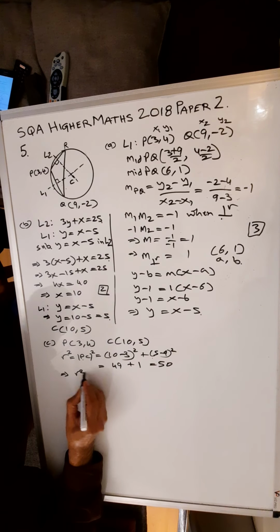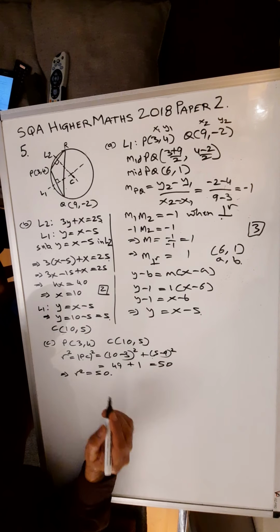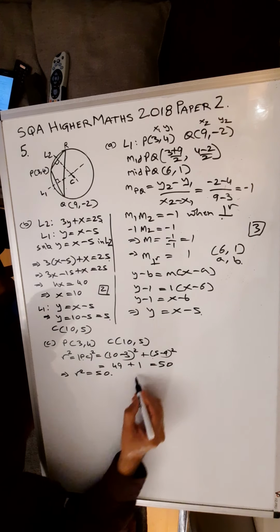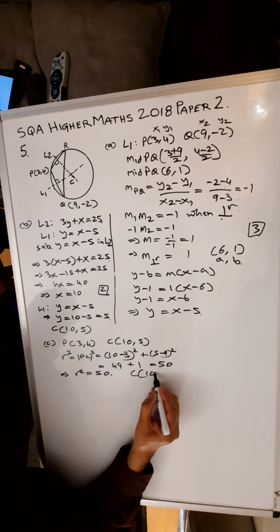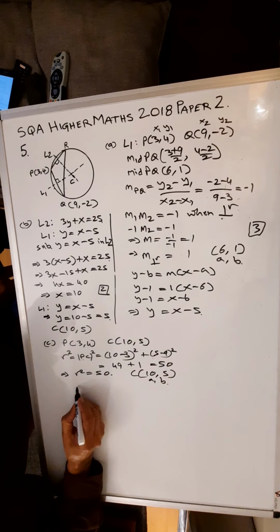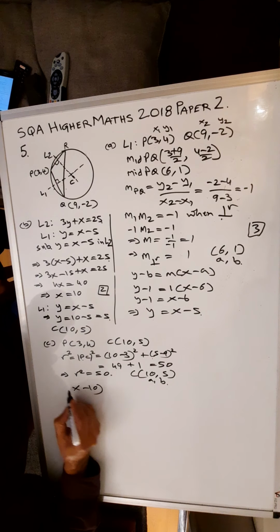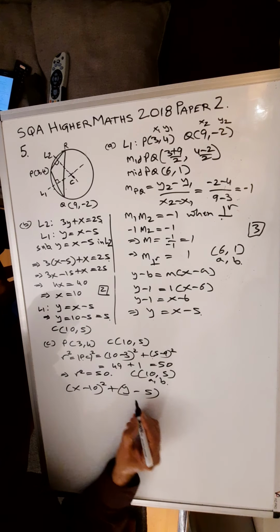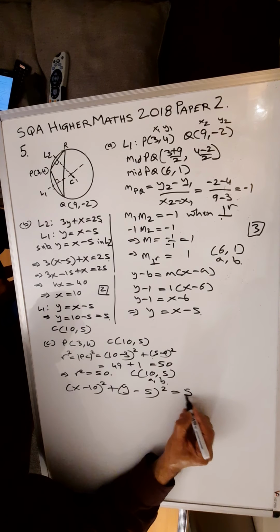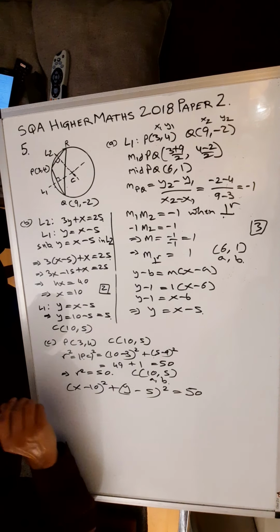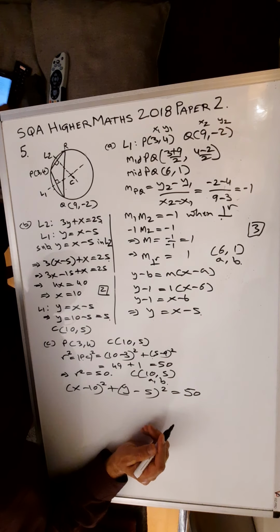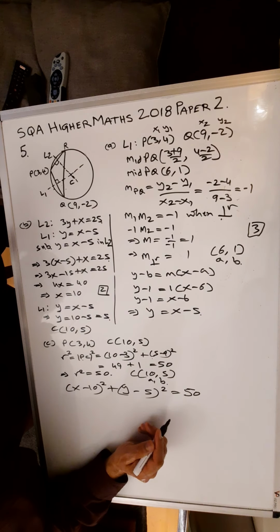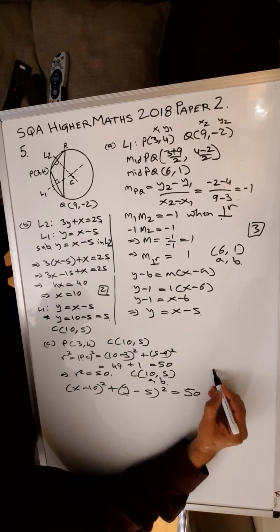So that means radius squared is 50, and the center of the circle is (10, 5). So the equation of the circle is (x minus 10) all squared plus (y minus 5) all squared is equal to 50. So that's the equation of the circle. That is for 2 marks for part C.